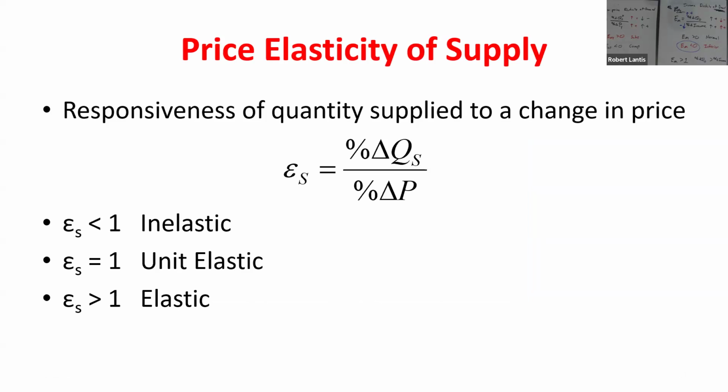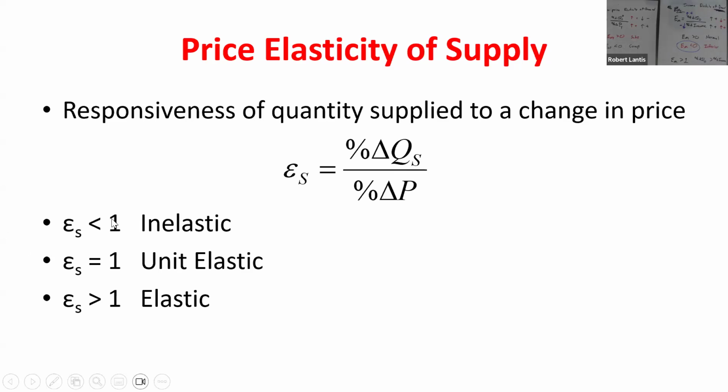It's going to look no different. The only difference is I didn't have to take the absolute value. Why? The price elasticity of supply, if I increase the price, quantity supplied should always be going up. It's always going to be positive, so I don't have to worry about the negative sign there. Okay? And then the ranges are the exact same.